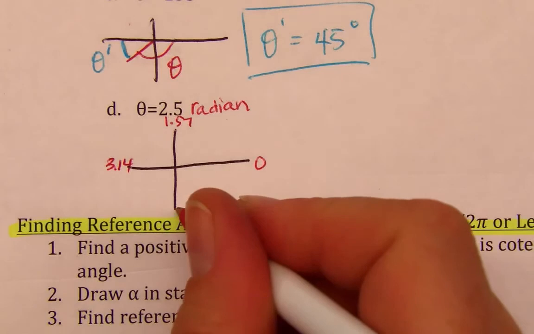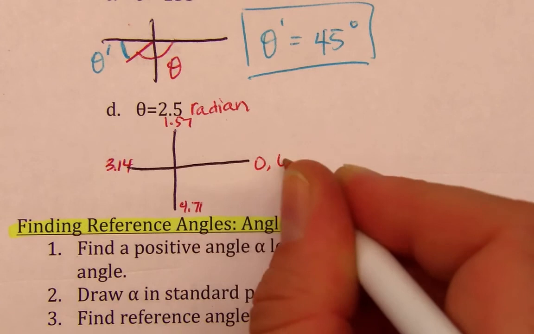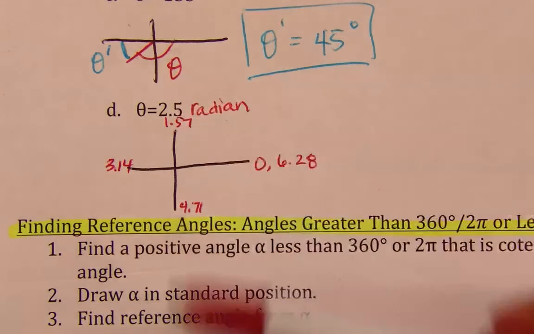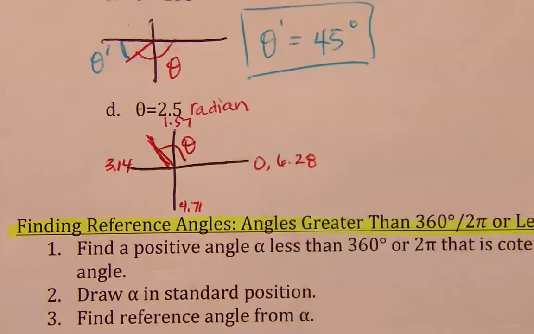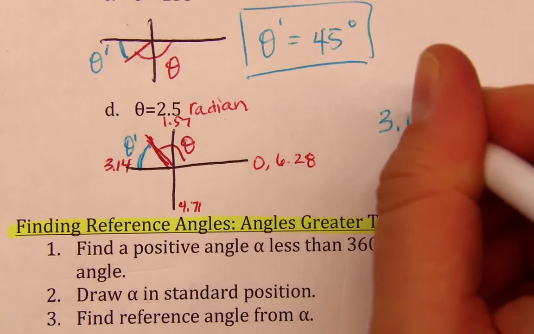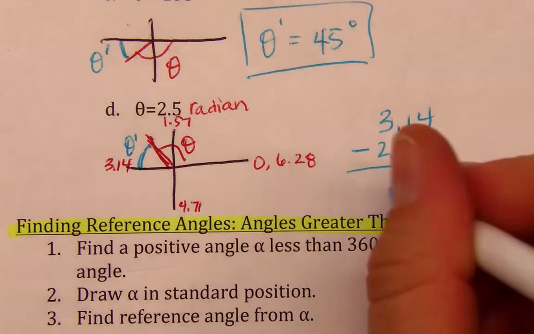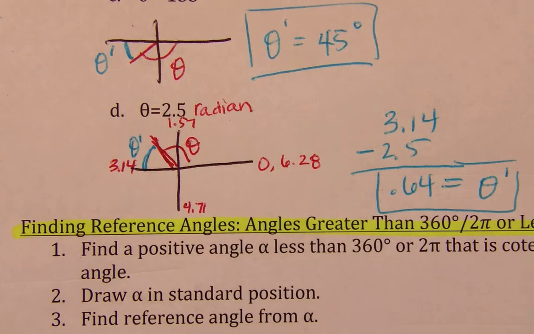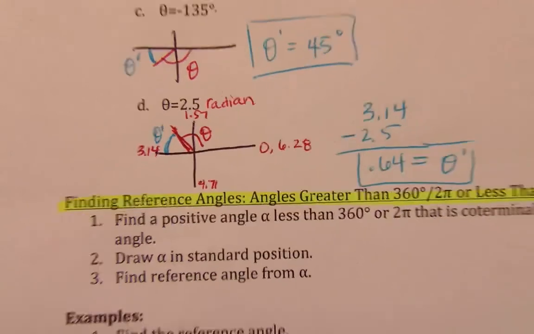And then 3 over 2 pi is going to be 4.71, and then 2 pi is 6.28. So 2.5 is going to be in here. That's theta. And then we're trying to figure out what our reference angle would be. Well, 3.14 minus 2.5 is going to give us 0.64, and that's our reference angle. Okay. I'm going to go ahead and move that up again, and I'll zoom back out for you.